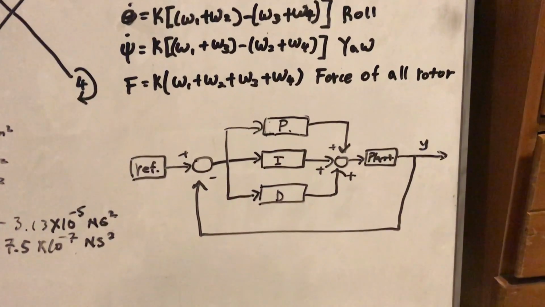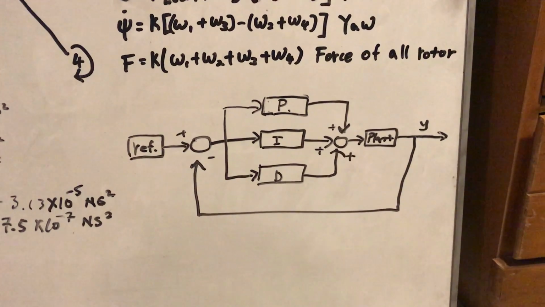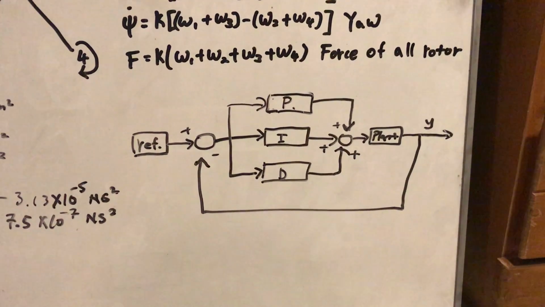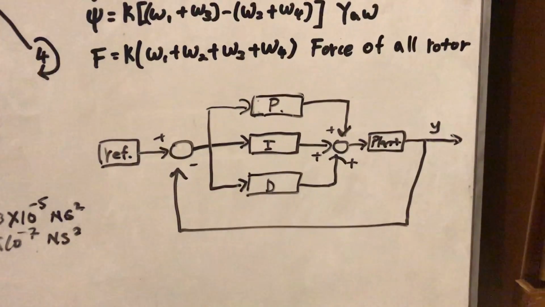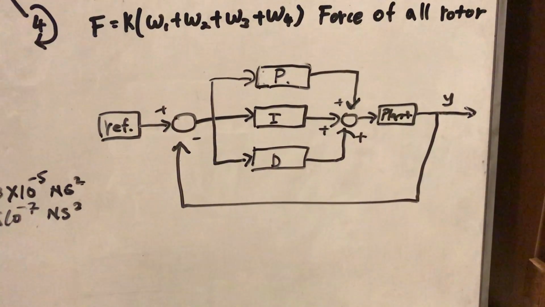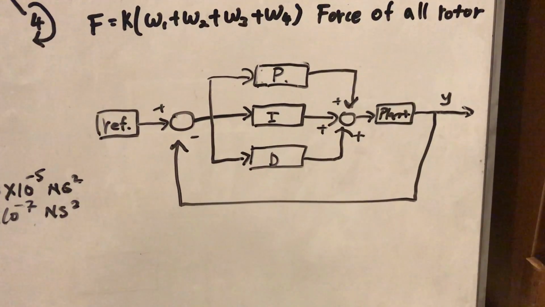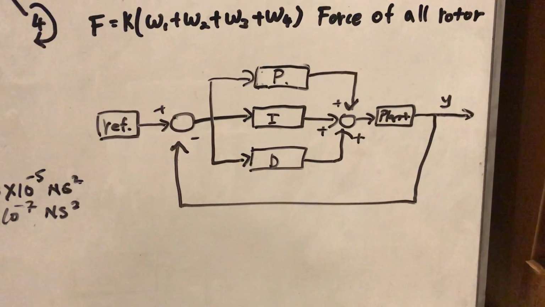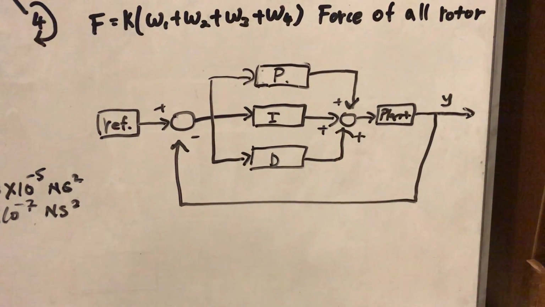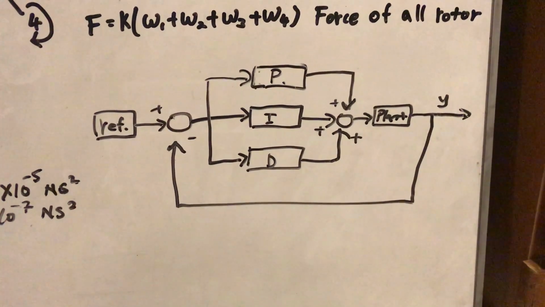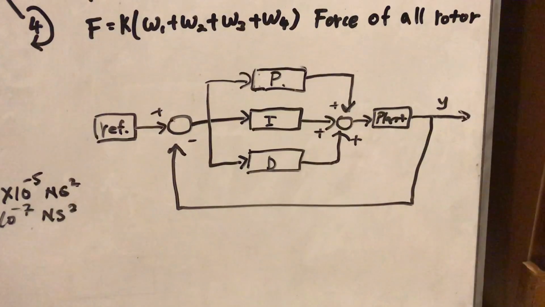For our system, we chose to use PID for the control system to keep it simple. So you have your reference point, and then you have your PID controls, your proportional, integral, and derivative controls. They go into the plant, and then that gets sent back to the reference to check, and then you get your output at the end.